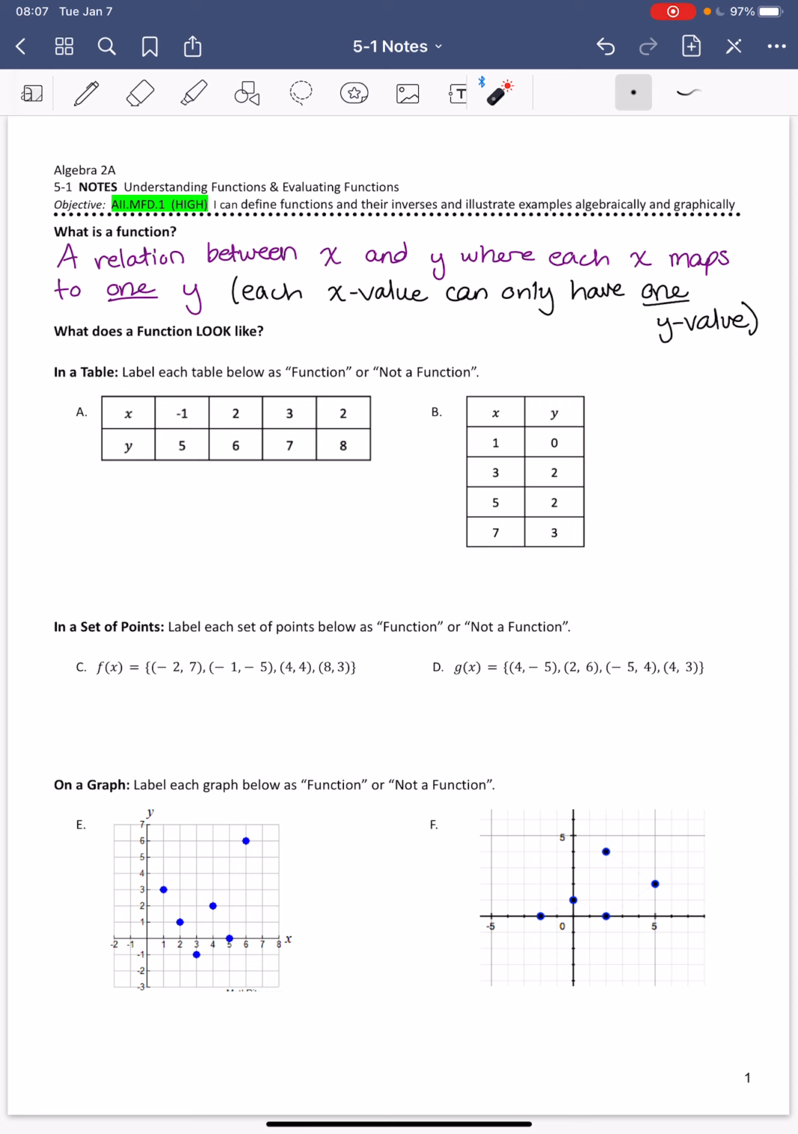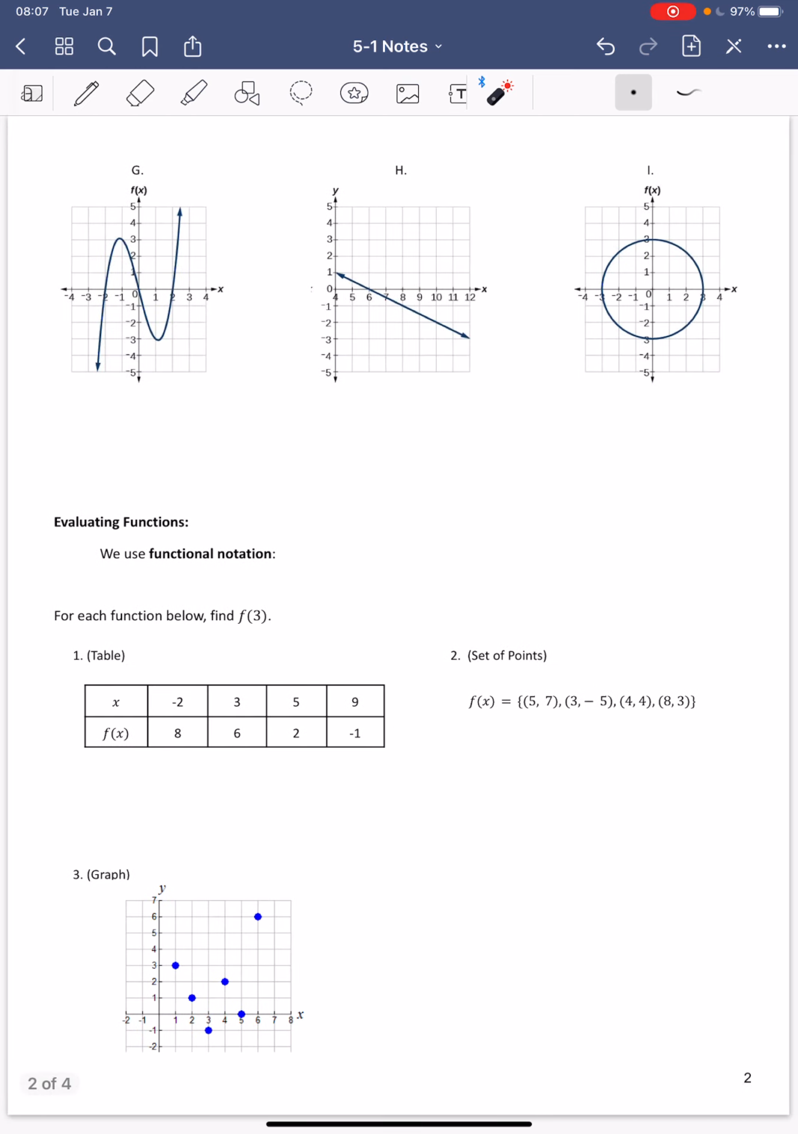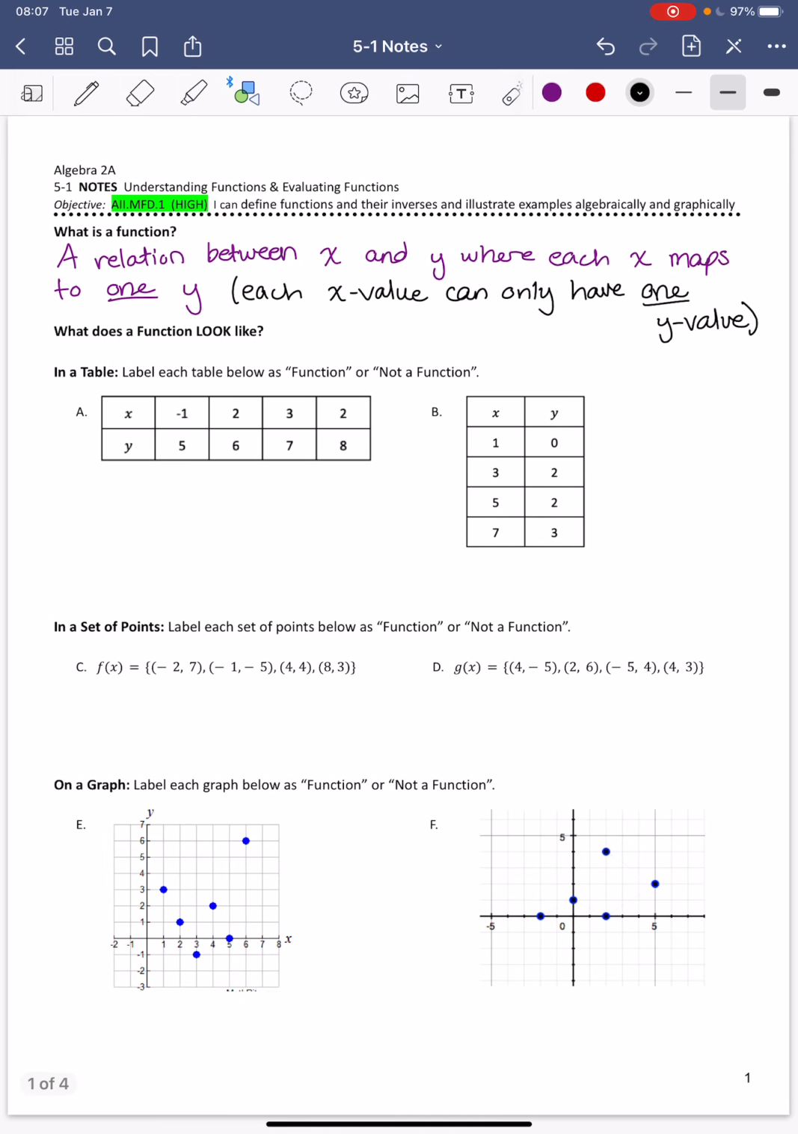And just to show you where I'm going, on the second page here, I will show you where I'm going to stop. I'm going to stop right under these graphs. And that's all I'll be doing for today. All right, let's get started.